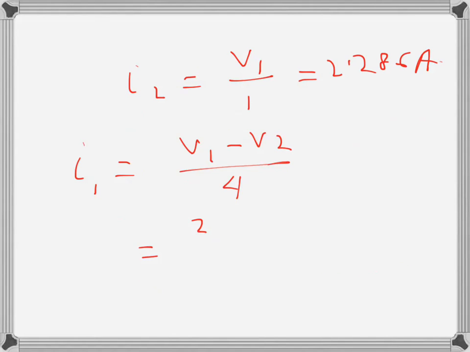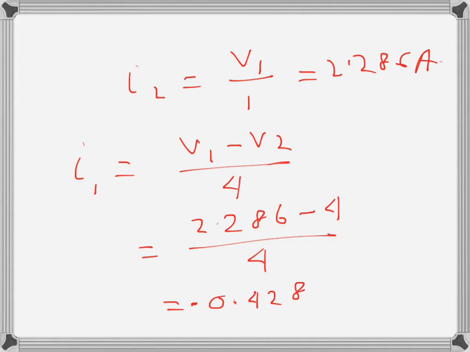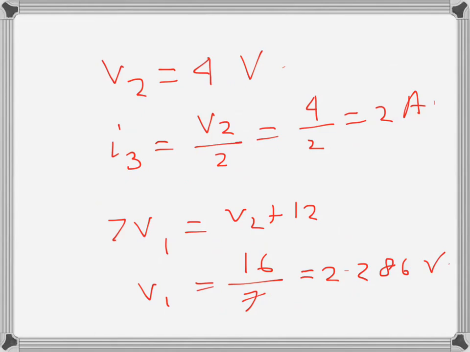So V1 is 2.286, V2 is 4, and the denominator is 4. So that is approximately negative 0.4286 amps, or in terms of milliamperes it can be written as negative 428.6 milliamps. So that's the value of I1. So I have all the three currents here, I1, I2 and I3.